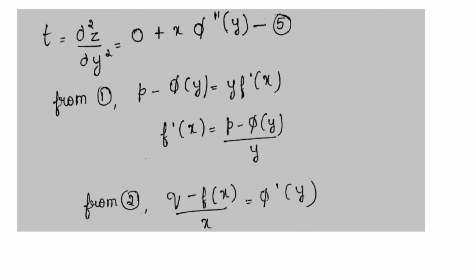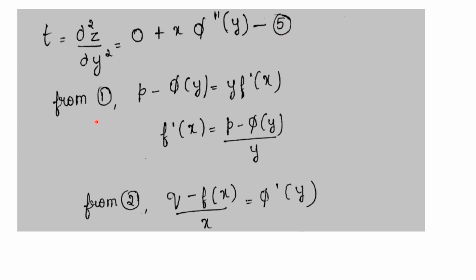So next I'll differentiate it partially with respect to y. Once I've already differentiated, I'll differentiate it once again. So ∂²z/∂y² is equal to differentiation of f dash of x is 0 plus differentiation of x into phi double dash of y, phi dash of y is x into phi double dash of y. So let me name this as equation 5.